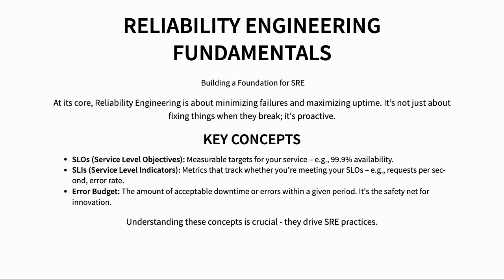Okay, let's talk about the basics of reliability engineering. Basically, it's all about keeping things running smoothly and reliably. We start with service-level objectives. That's what we want our services to do, like a 99.9% uptime guarantee. Then we need to measure how well we're doing with service-level indicators, things like the number of requests handled or any errors that happen. And finally, we have an error budget. It's the amount of downtime or mistakes we're allowed, which helps us balance stability and new features.